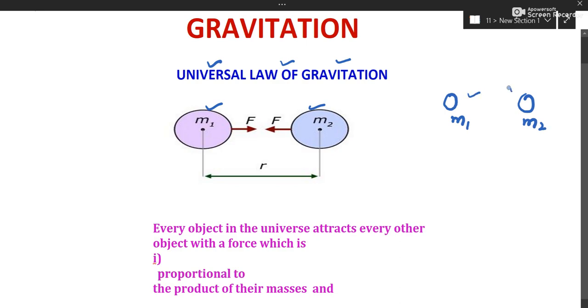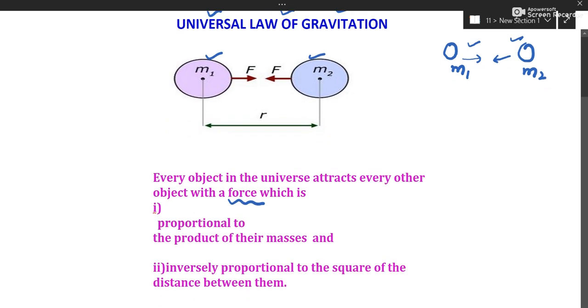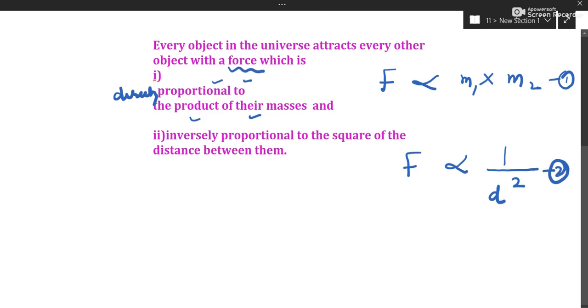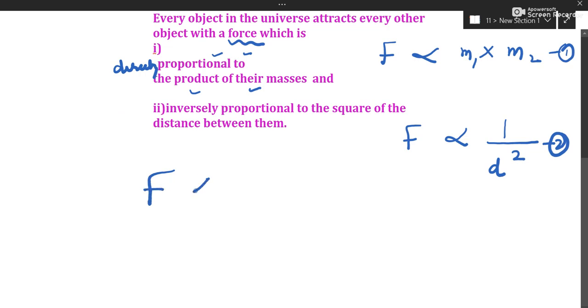Every two objects are attracting each other with some force, that is called the force of gravitation, and that force of gravitation is directly proportional to the product of their masses, and inversely proportional to the square of the distance between them, inversely meaning 1 upon the square of the distance. This is equation number 1, this is equation number 2. We can combine both the equations and we get: directly proportional to the product of the masses and inversely proportional to the square of the distance.